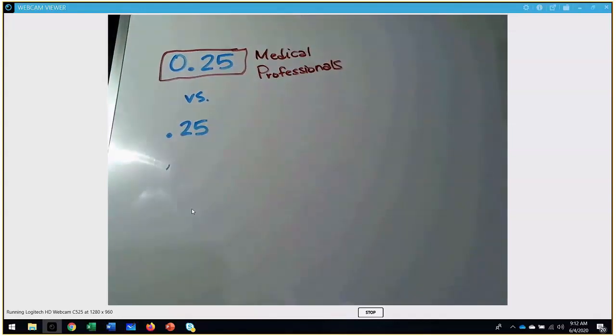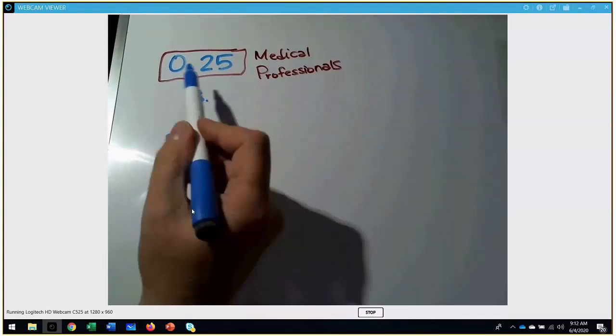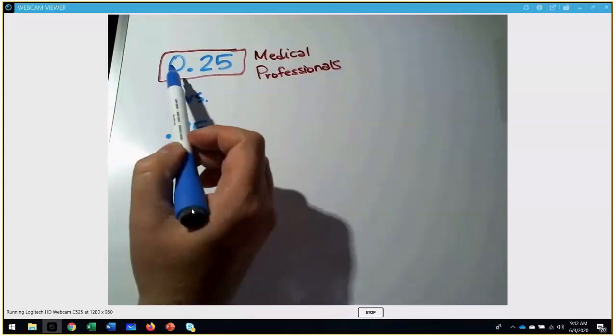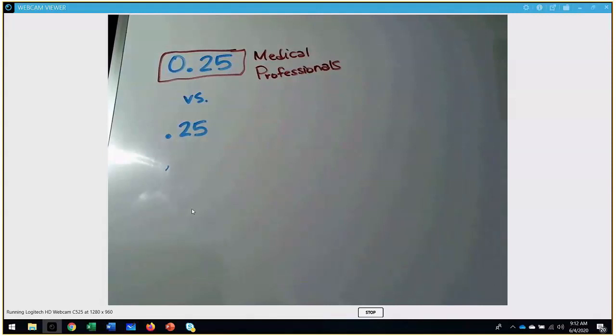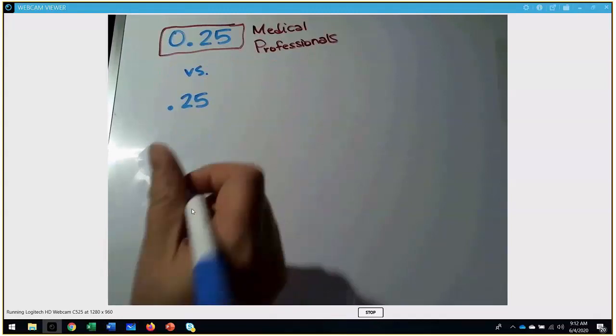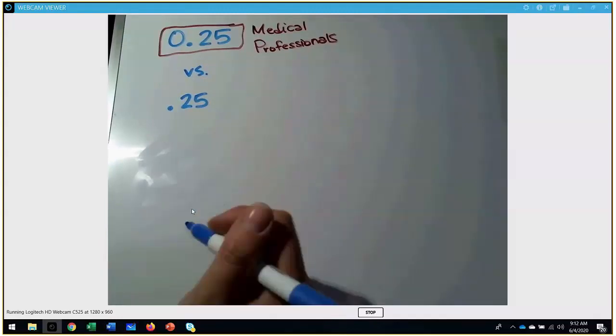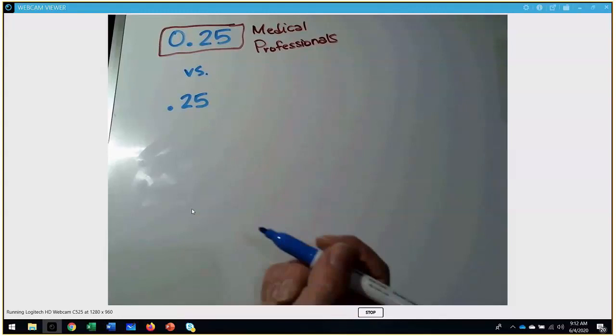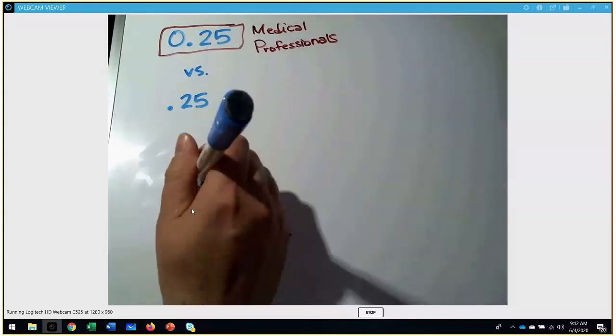Everybody else, it really doesn't matter. It's just either way. Medical professionals write answers with the 0 in front to help with medication errors. So let me show you why. Let's say you're looking at somebody's chart and the doctor, who has extremely neat handwriting like they always do, has this written.